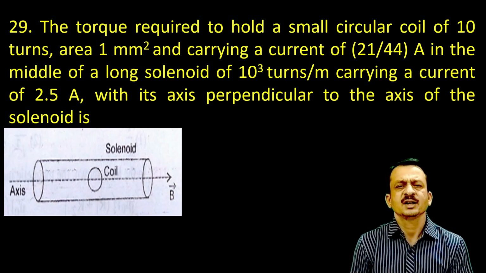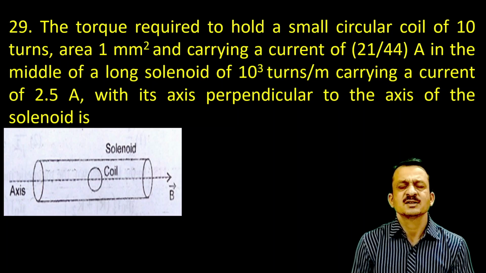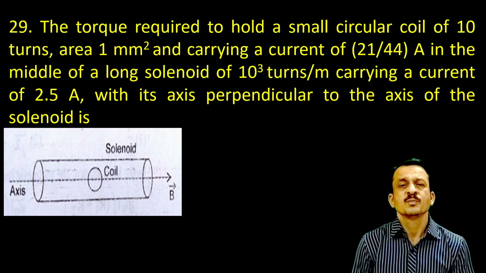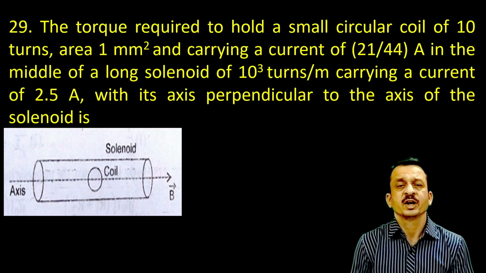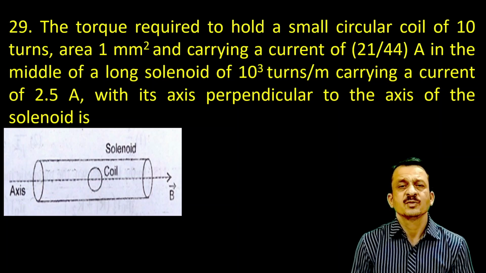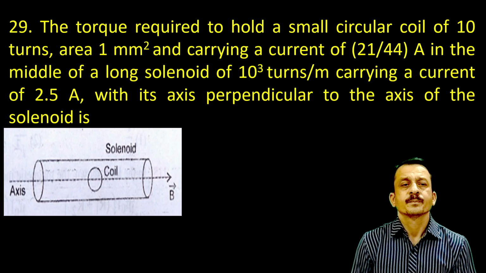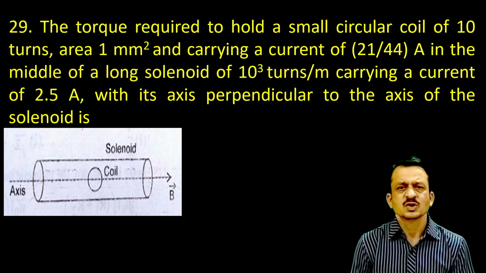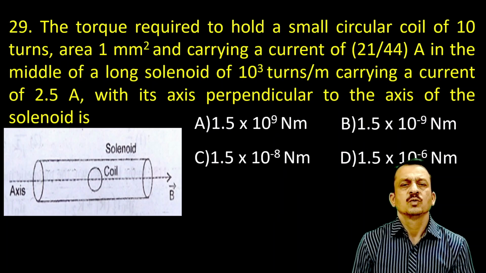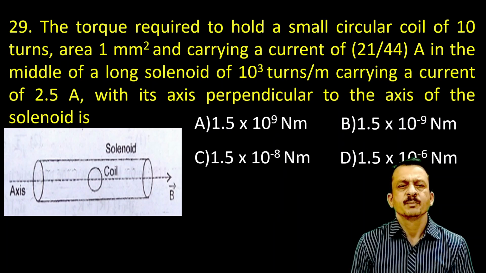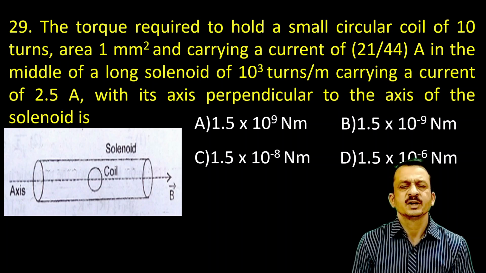We have a solenoid here. Inside the solenoid, a circular ring is placed such that the axis of the circular coil is perpendicular to the axis of the solenoid. Now the options are: A, 1.5 into 10 to the 9 Newton meter; B, 1.5 into 10 to the minus 9 Newton meter; C, 1.5 into 10 to the minus 8 Newton meter; D, 1.5 into 10 to the minus 6 Newton meter.